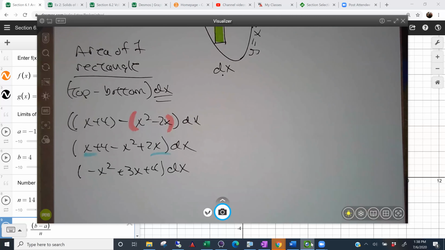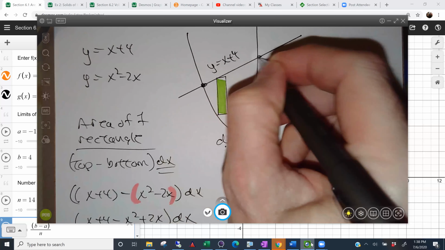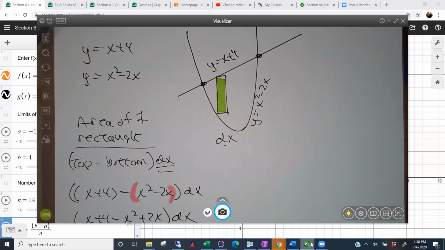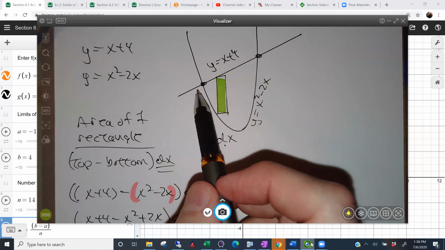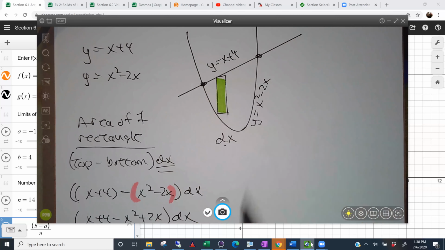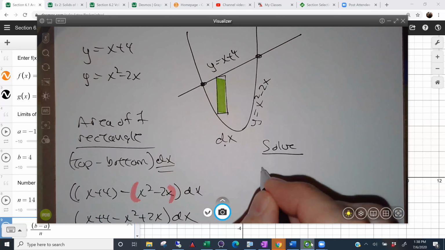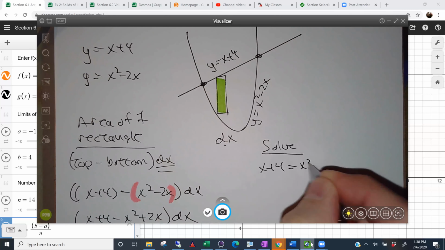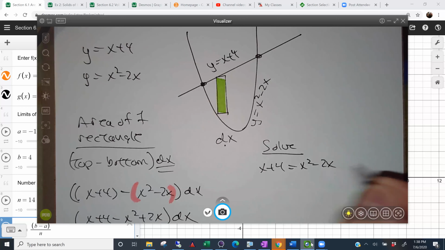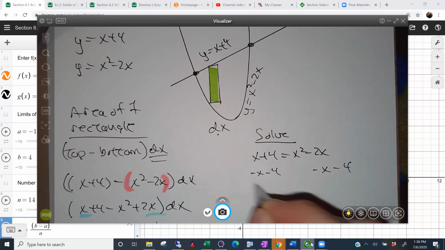Now, we need to know where to integrate it. I suppose if I click on my picture, I can figure it out pretty easily. But let me also advise you that sometimes you may not be given this information. You need to figure it out yourself. And so what you're going to have to do is set these two equations equal to each other and solve. So let's solve x plus 4 equals x squared minus 2x. This is a quadratic equation. I hope that you're comfortable solving quadratic equations.